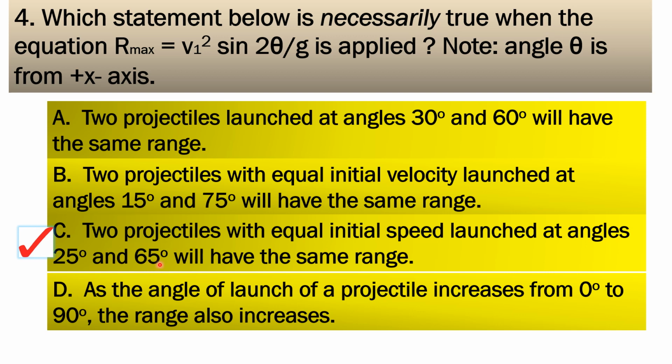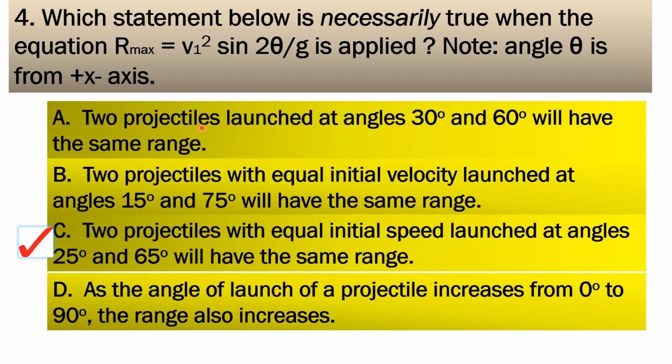65 times 2 is 130, all right? So having the same speed, that means their Rmax will be the same. So in short, letter C is necessarily true or correct, but not letter A.